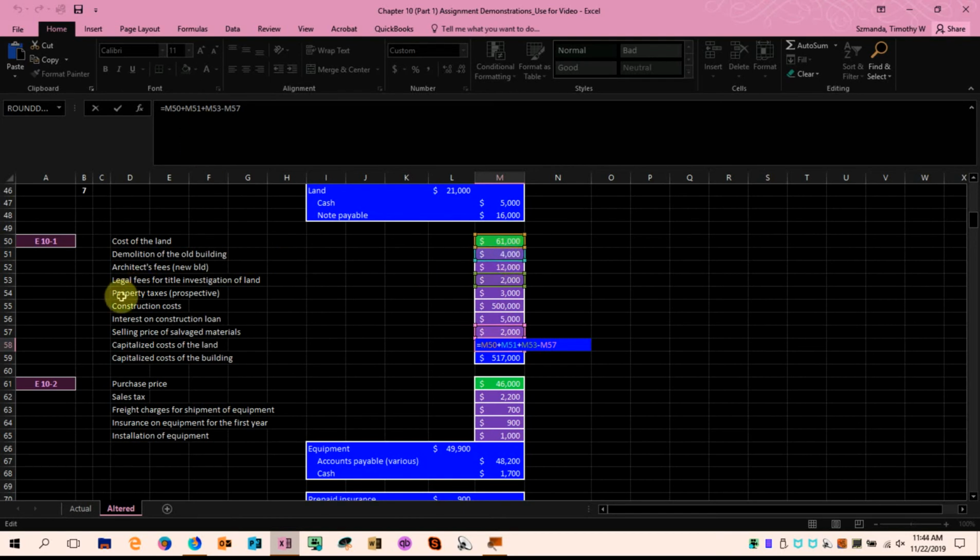In addition to the cost of the land and demolition of the building, we're going to also add in the legal fees for investigation of the land. Finally, we're going to deduct or take out the selling price for the salvage materials because that was a recovery of some of our costs. When you combine all those elements, then you have $65,000 for the capitalized cost of the land.